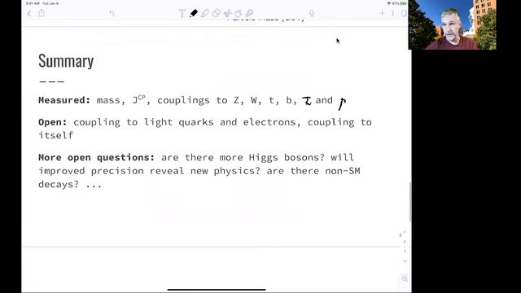All right, in summary, again, this is a very high level summary. So we measured the mass, we measured the spin and CP of the Higgs boson. We measured the coupling to the Z, the W, the top, the bottom, the tau, and the muon. We have not been able to measure the coupling to lighter quark masses: strange, charm, up and down. We have not been able to measure the coupling to the electron. That would be spectacular. And we have not measured the coupling to itself.